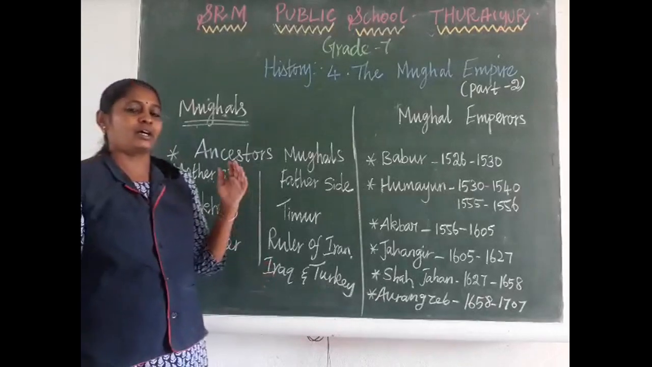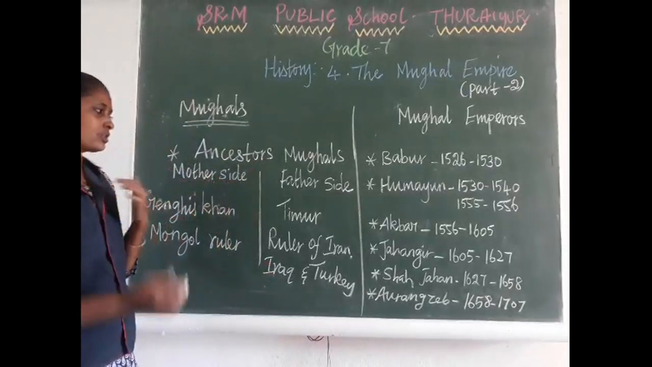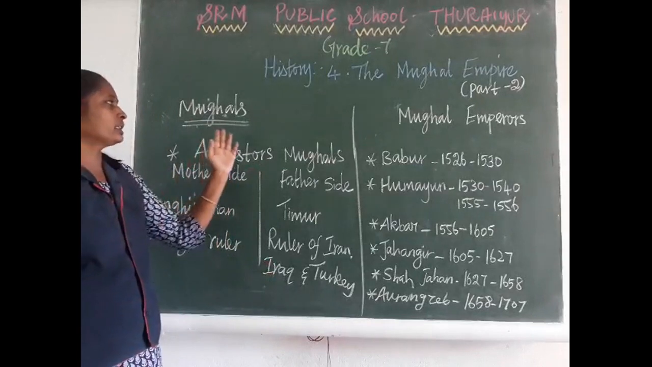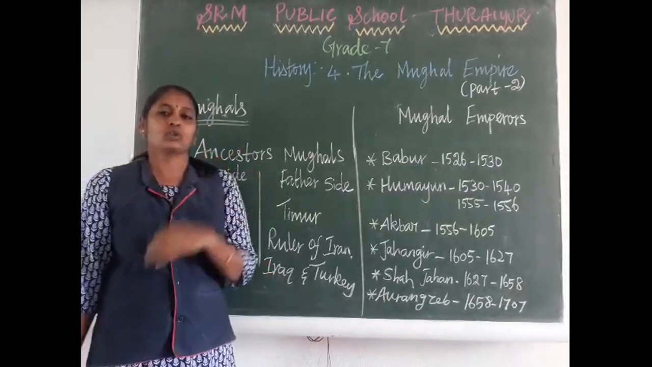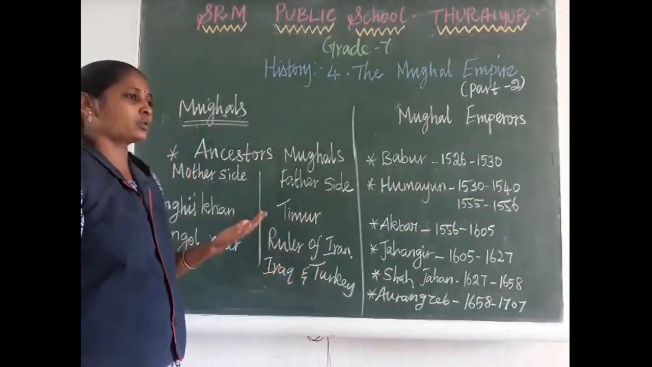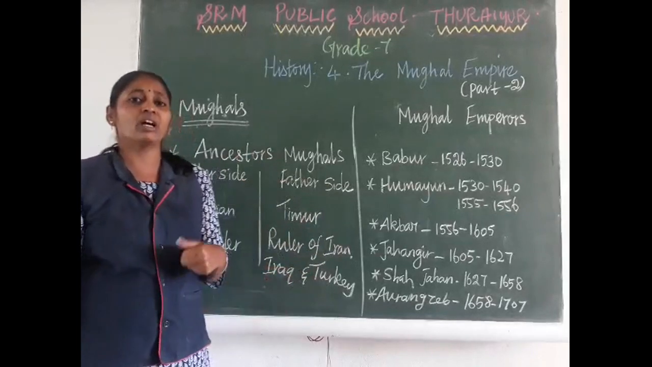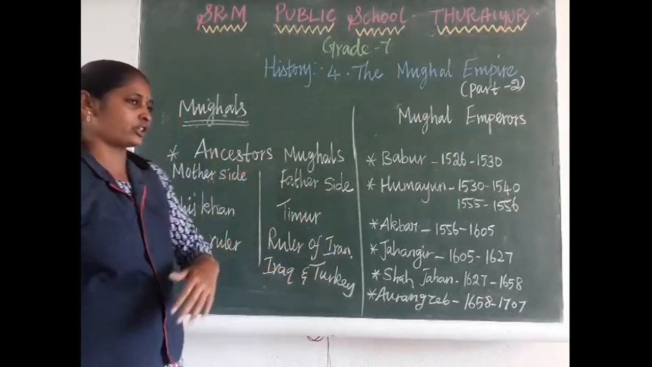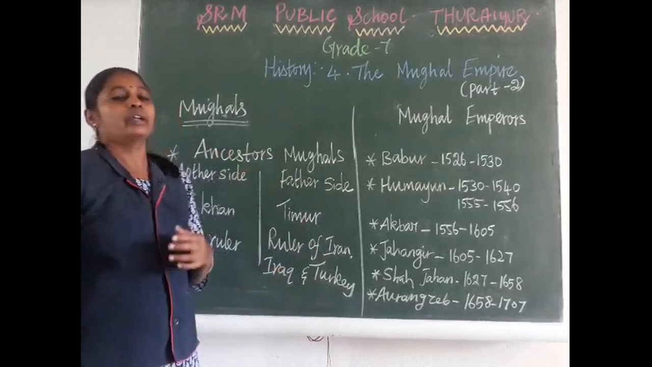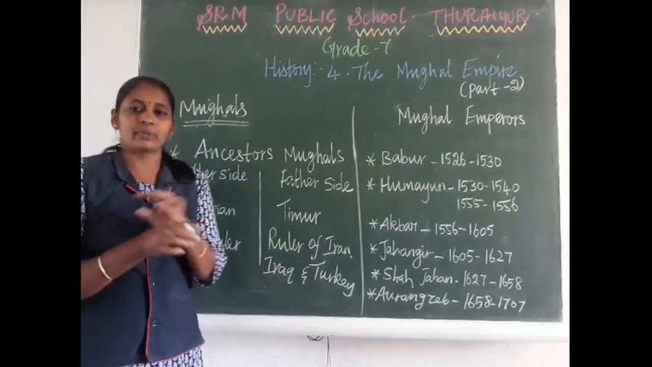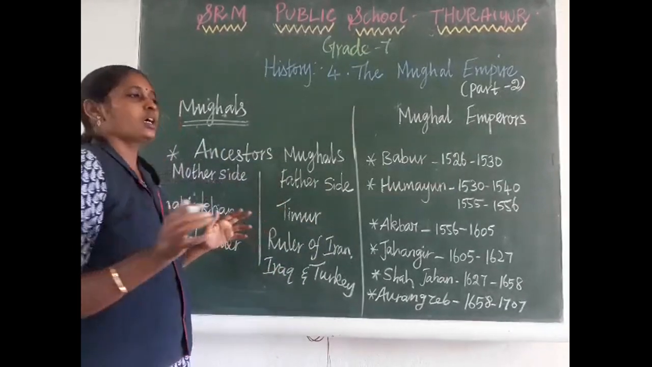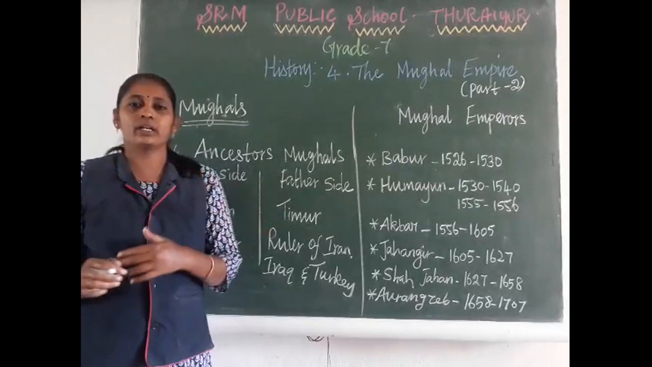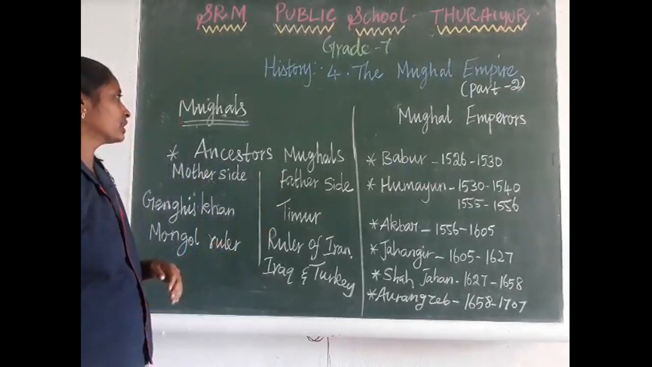In the last week, what are the things we discussed? A small recap. We discussed the Mughals. Who are the Mughals? The rulers of Afghan origin started to come here and rule the Delhi and Agra region. Then they expanded their ruling area up to South India and up to West Bengal. We discussed that last class.